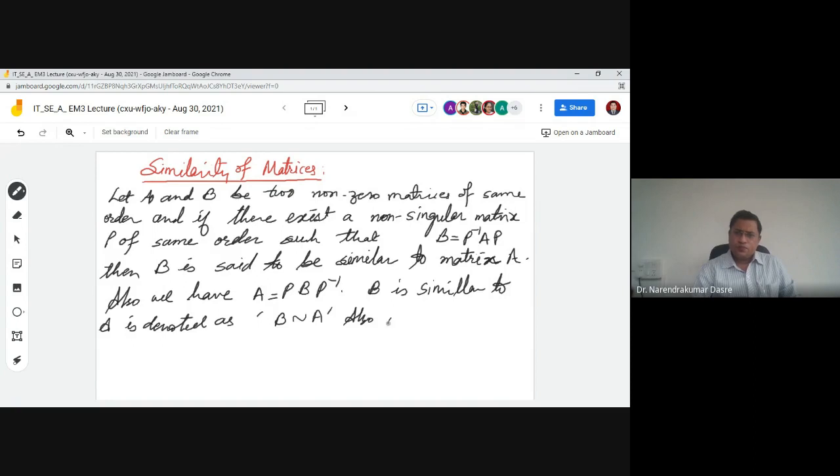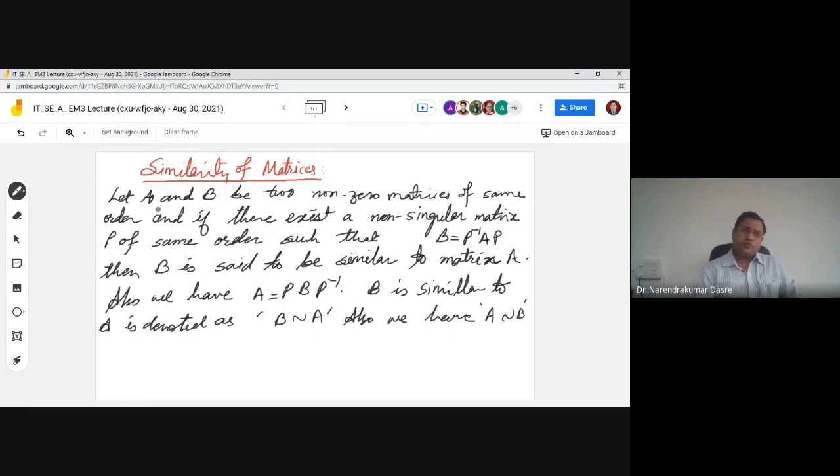Also, we have A is similar to B. So when I say B is similar to A, obviously we can say A is similar to B. So this similarity is a symmetric relation. Moreover, it is an equivalence relation, and so this symbol is also used for equivalence relation.